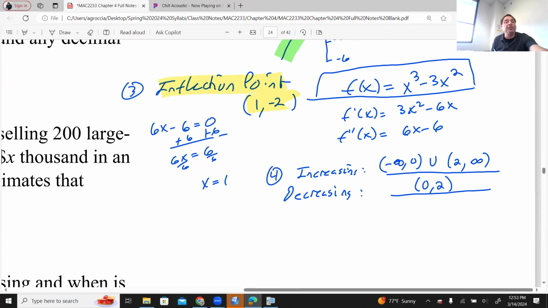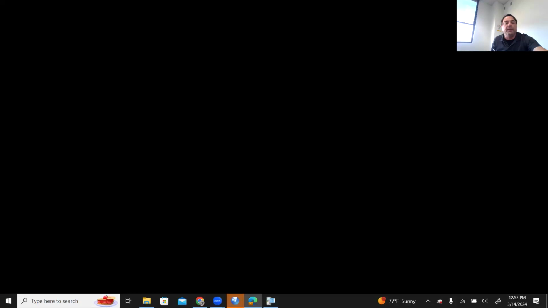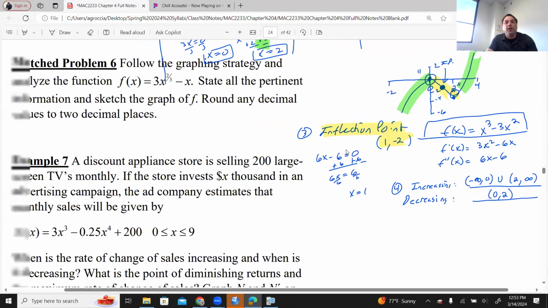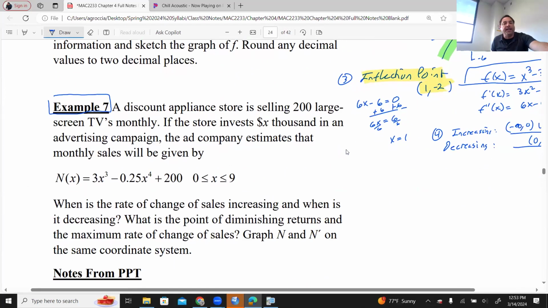Now, I'm going to introduce a problem, but we're not going to finish it. I'll put it in terms of a word problem. So we're going to look at example 7. We're going to introduce it, and you'll finish it at home for next time.